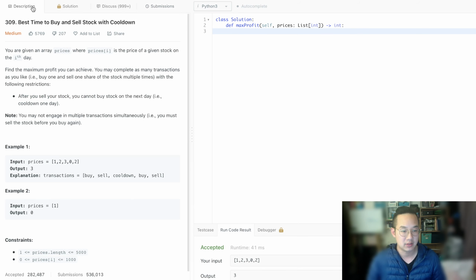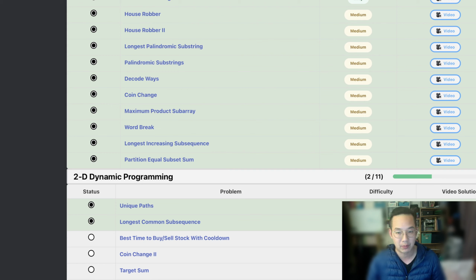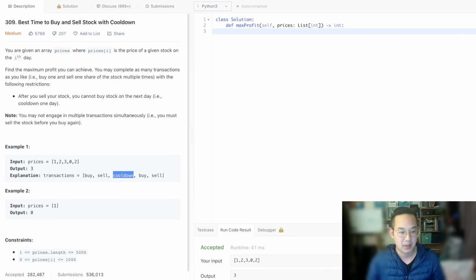Let's check it out. In this particular problem, we are given stocks again, and we need to find out how to maximize our profit. We can buy, sell, and after selling, there's a cooldown, and then we can buy and sell some more. This kind of looks like the house robber problem, where we have to pause. But the difference is that there is a buying and selling aspect to it. So we need to store that as well.